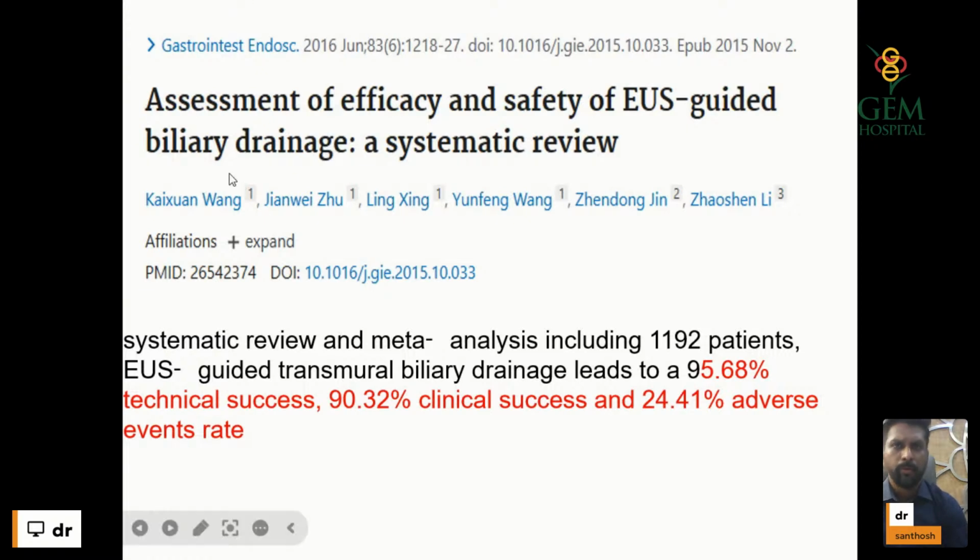So there was a systematic review to assess the efficacy and safety of EUS guided biliary drainage. In this meta-analysis, EUS guided transmural biliary drainage can be achieved in around 95% of the patients, and the clinical success for around 90%, adverse events for around 24%.